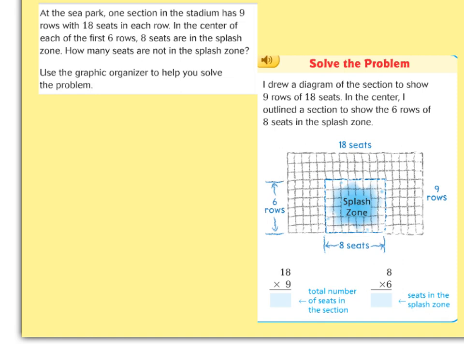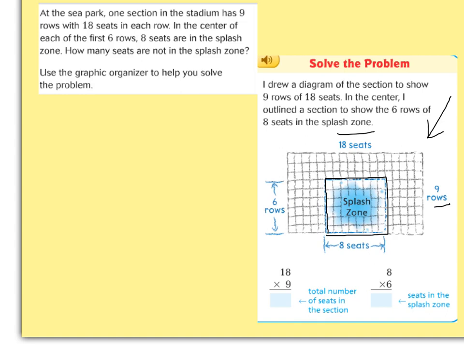Okay, if we drew a picture, it would make this a lot easier to solve. So here you see I have a diagram that shows all of the information that we've learned. First of all, I have 9 rows of 18 seats. So that's this whole big grid. And then in the center, I have outlined in blue, this part right here. This is the splash zone. So let's go ahead and multiply both sets of data, and then we'll go on.